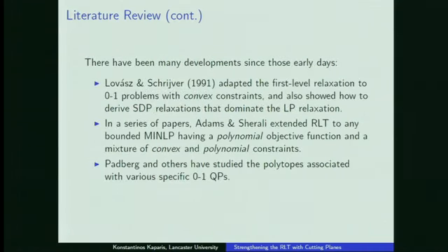Since then, there have been some developments. Lovász and Schrijver show that this approach can be generalized to 0-1 problems with convex constraints. Furthermore, Sherali and Adams produced a series of papers generalizing this approach further, including a generalization to the mixed 0-1 case and to the general discrete case. Finally, there are various works concerning particular polytopes that are related to some 0-1 QPs, like the cut polytope and the work of Padberg.